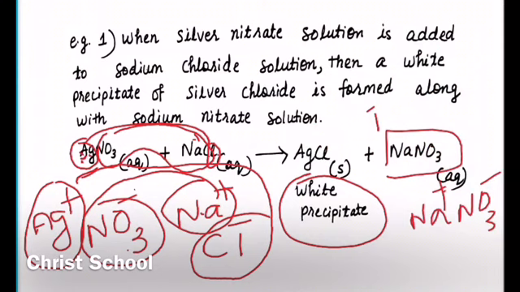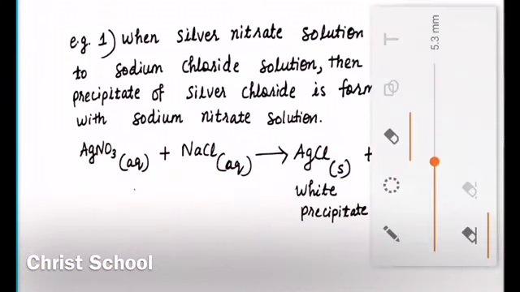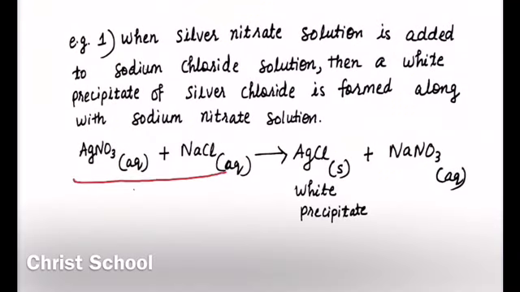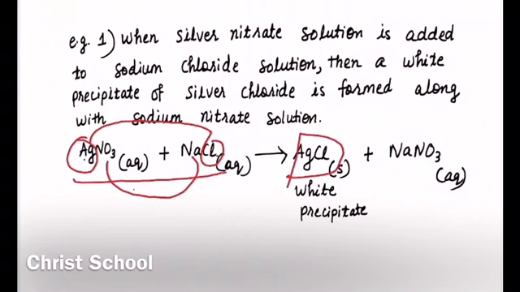During a displacement reaction there will be an exchange between cations and anions. How is the exchange? The first cation will combine with the second anion, that is silver reacts with chloride to form silver chloride, AgCl. Then the second cation with the first anion, sodium with nitrate, forms sodium nitrate. And when you check the physical state of these two products, the silver chloride is a precipitate, a white colored solid, and the second one, sodium nitrate, is in the form of aqueous solution.